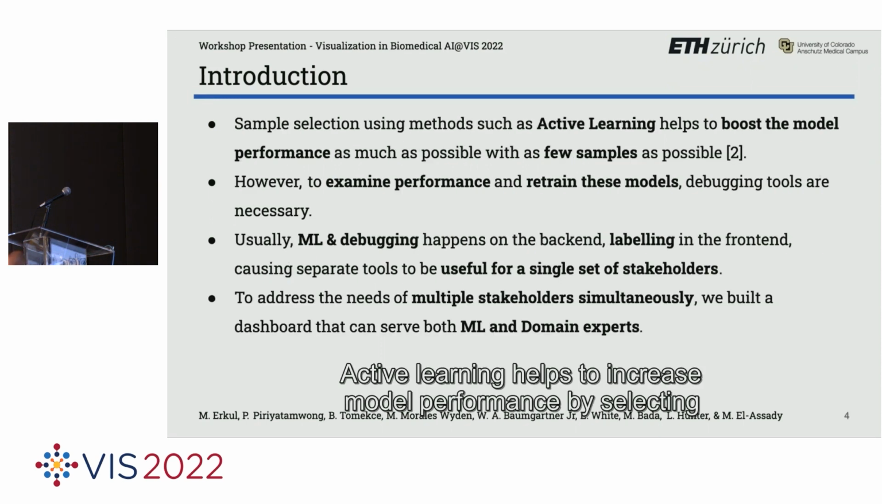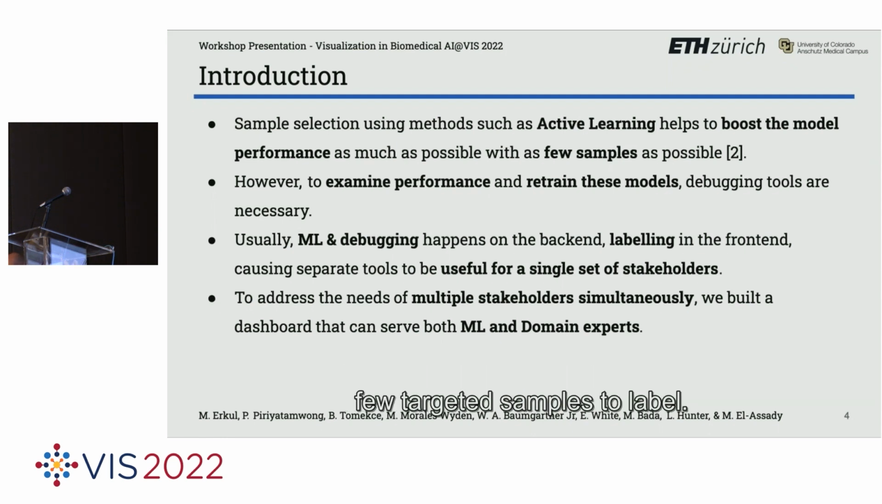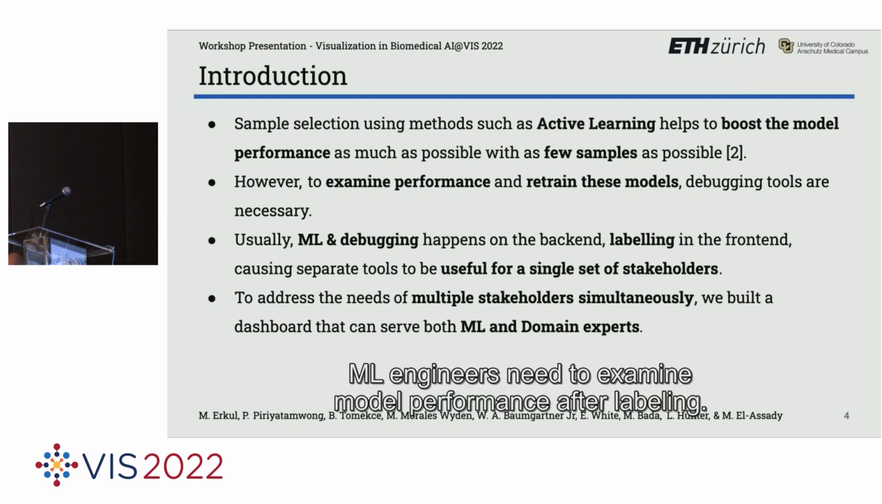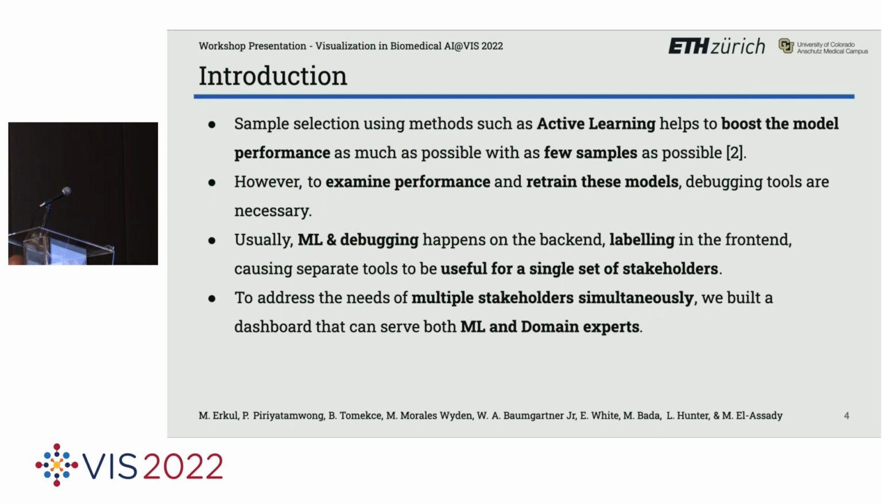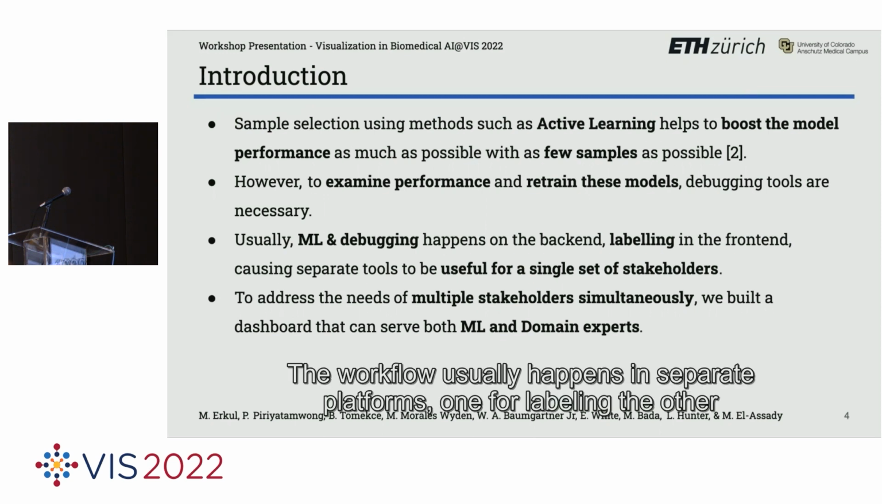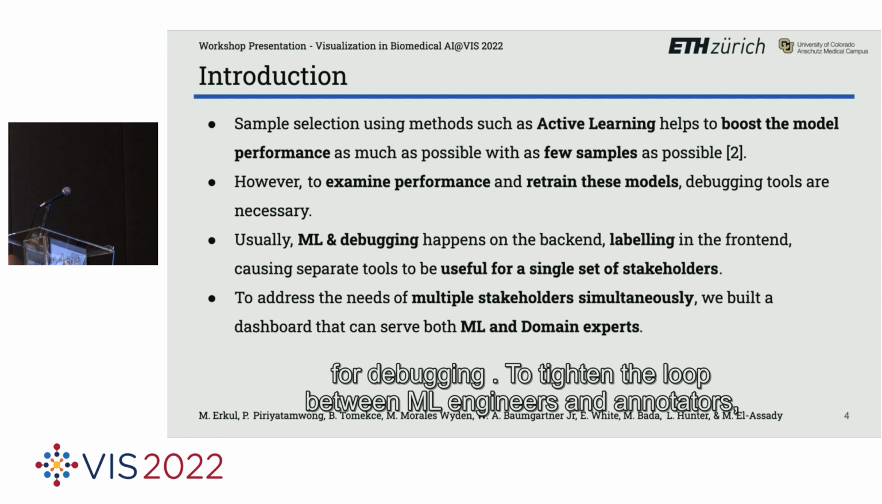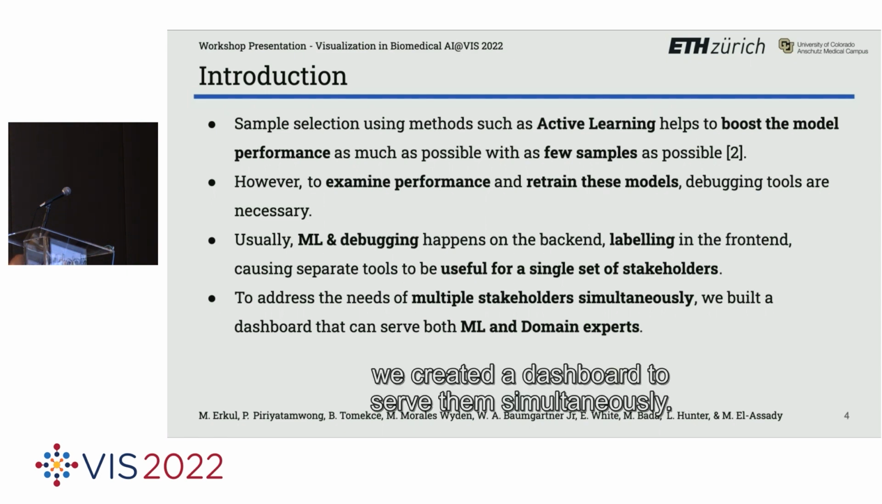Active learning helps to increase model performance by selecting few targeted samples to label. ML engineers need to examine model performance after labeling. The workflow usually happens in separate platforms, one for labeling, the other for debugging. To tighten the loop between ML engineers and annotators, we created a dashboard to serve them simultaneously.